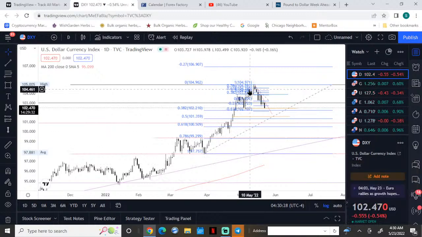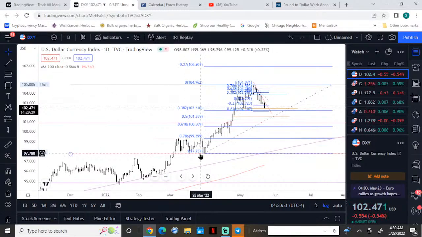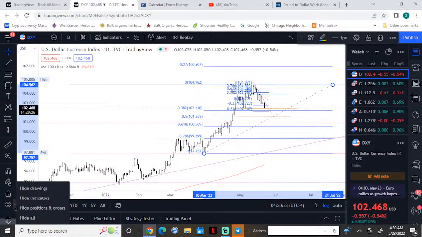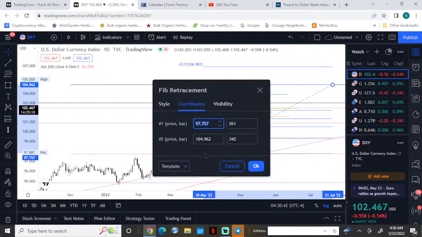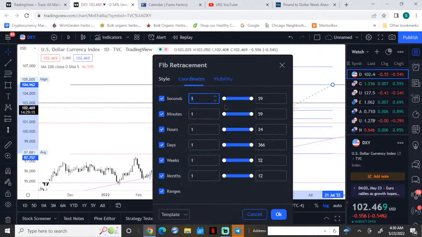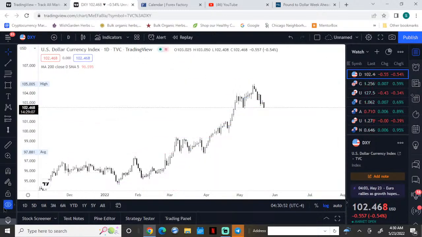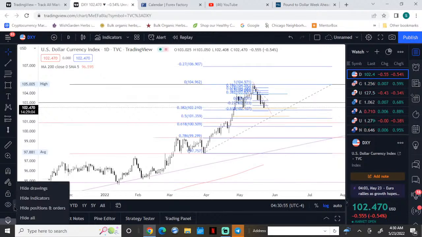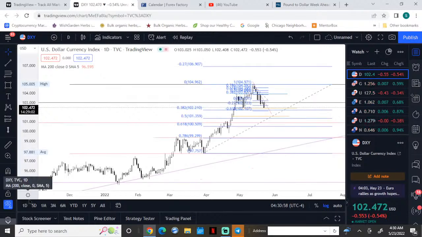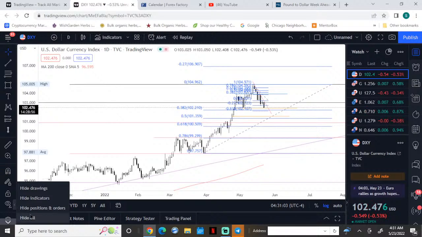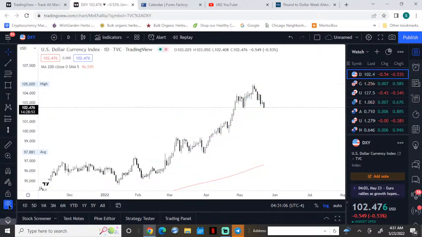Yeah, because this was our A, this is our B. I am actually going to hide this daily fib. Can I hide this daily fib? Someone, I saw somewhere on YouTube where someone said you could hide fibs. I don't want to hide my drawings.